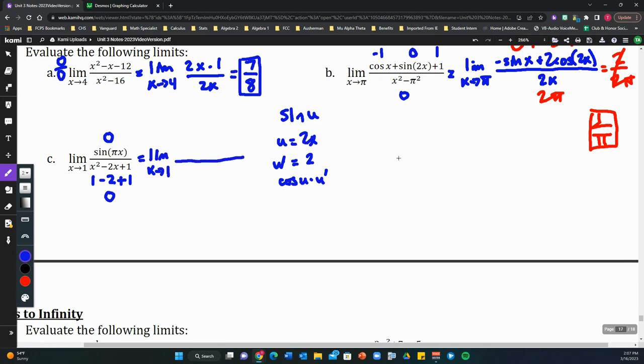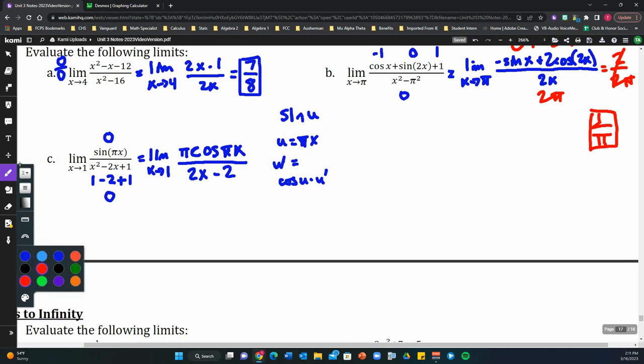So sine of pi x, well, I already have the u set up here, so I'm just going to change my u's out. Instead of 2x, it's just pi x. So instead of 2 cosine of 2x, this is just going to result in pi cosine of pi x. And then on bottom, we just have that polynomial, so we get 2x minus 2.